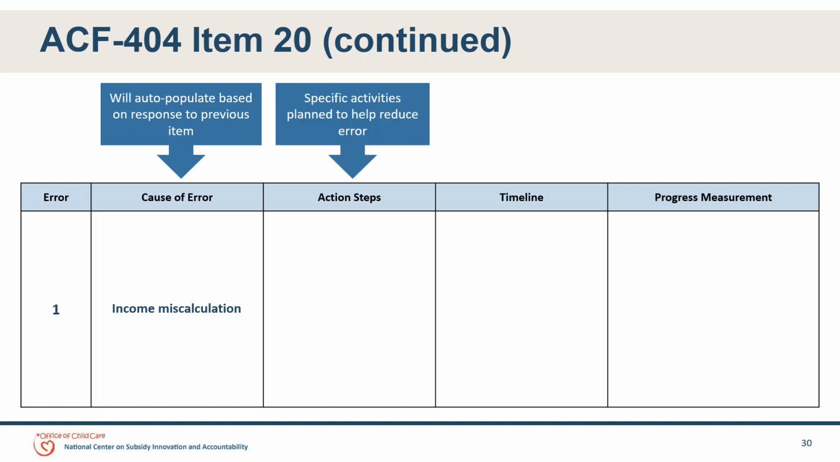In the next column, action steps, we ask that you share some specific activities that you're going to plan to help reduce the error. If you have multiple action steps for an error cause, you may want to number them, as you can see here. And we really like when you number them because it makes your response look a lot cleaner and easier for us to read. So here the state has identified 3 specific action steps to address the income calculation errors.